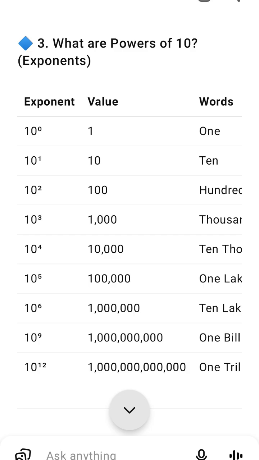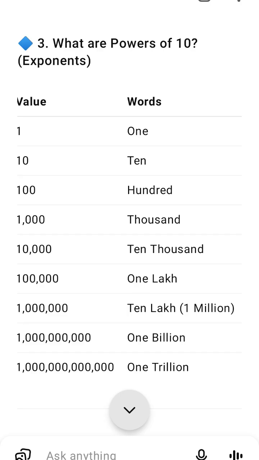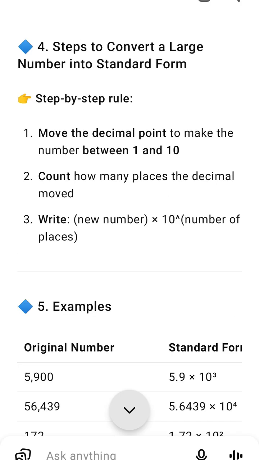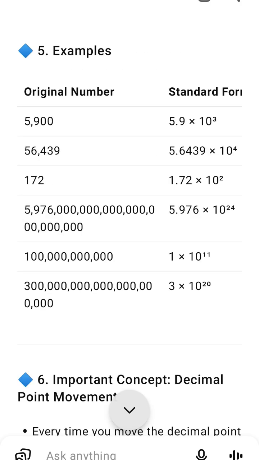8. Standard form versus normal form. Normal form, standard form. 1,000,000 is 1 times 10 to the power 6. 45,000 is 4.5 times 10 to the power 4. 5,605,643 is 5.605643 times 10 to the power 6.